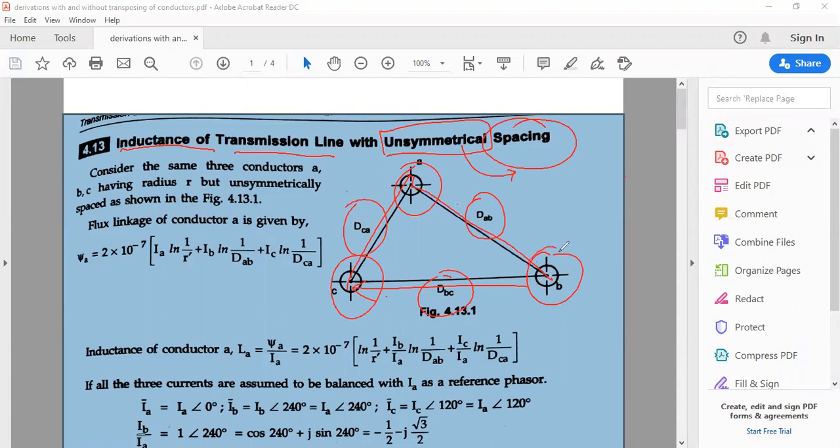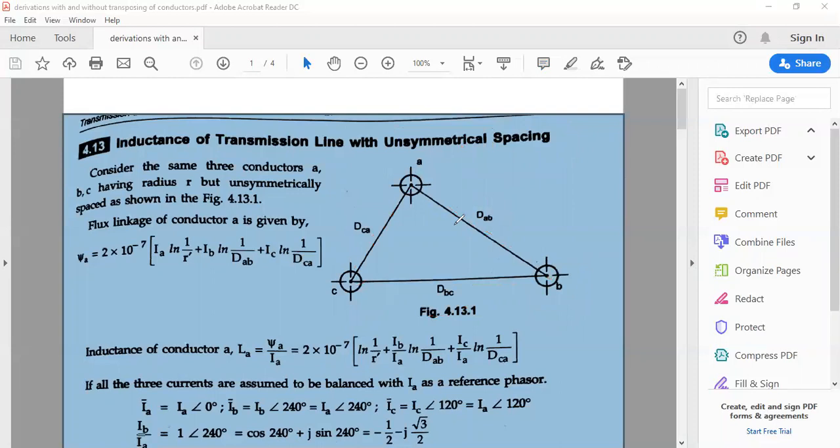You can see that the conductor B is located at a faraway place. If I had placed it somewhere here, it would have resembled an equilateral triangle, but this is not an equilateral triangle. This is a triangle with different sides, so the sides are completely varying in nature. Now let me consider three conductors A, B, C having radius R, but unsymmetrically spaced, as I told you in the picture.